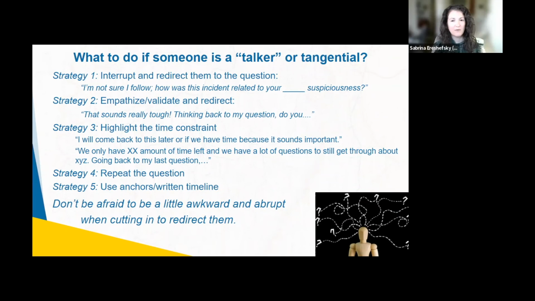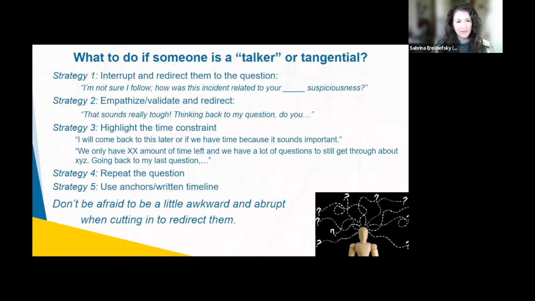It's good practice at the start of your interview to let them know we'll be working together for X amount of hours. If I interrupt you, it's not because I'm being rude, but I want to respect your time as we have a lot of questions to get through. And so with you having given that caveat, it's okay to interrupt and redirect them to the question. So some examples: I'm not sure I follow. How is this incident related to your suspiciousness?